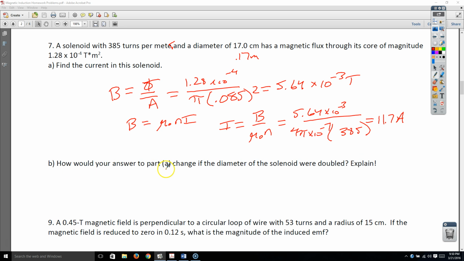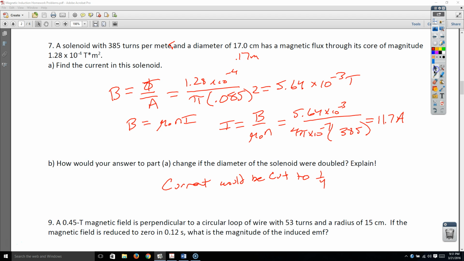It says, how would your answer to part A change if the diameter of the solenoid were doubled? The current would be cut to 1/4. So if the diameter were doubled, then we half that diameter, but then you have to square that. So that's why we end up with 1/4 as we go through.